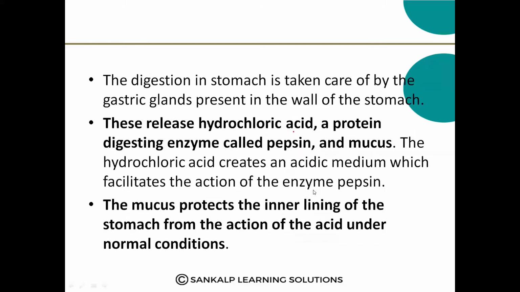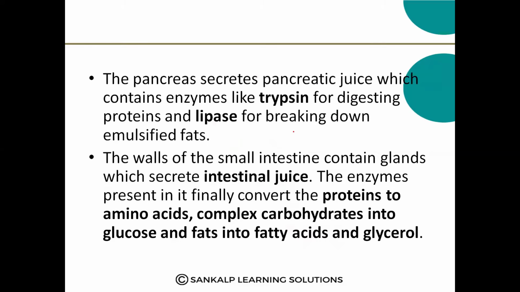The pancreatic juice contains some enzymes, one of which is called trypsin. So the enzyme present in the pancreatic juice is called trypsin. Trypsin helps for the digestion of the proteins, and one more enzyme, lipase, helps for the breakdown of the fat. So further digestion of the fat will take place by the help of the lipase enzyme, and further digestion of the protein will take place by the enzyme called trypsin.